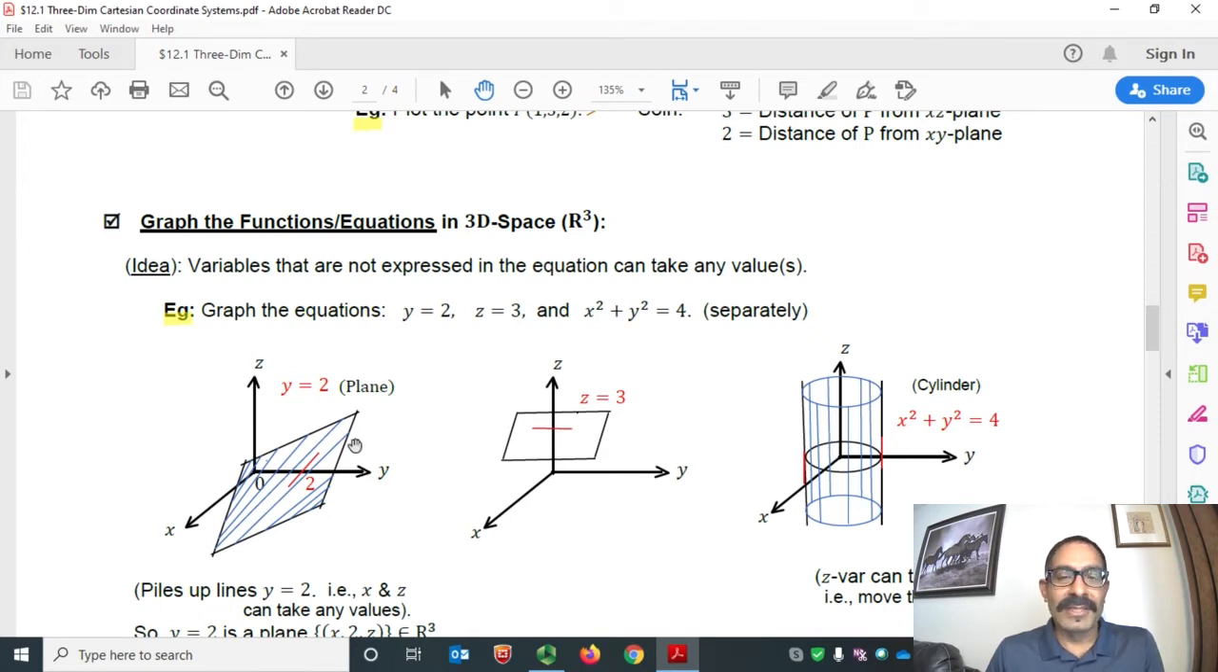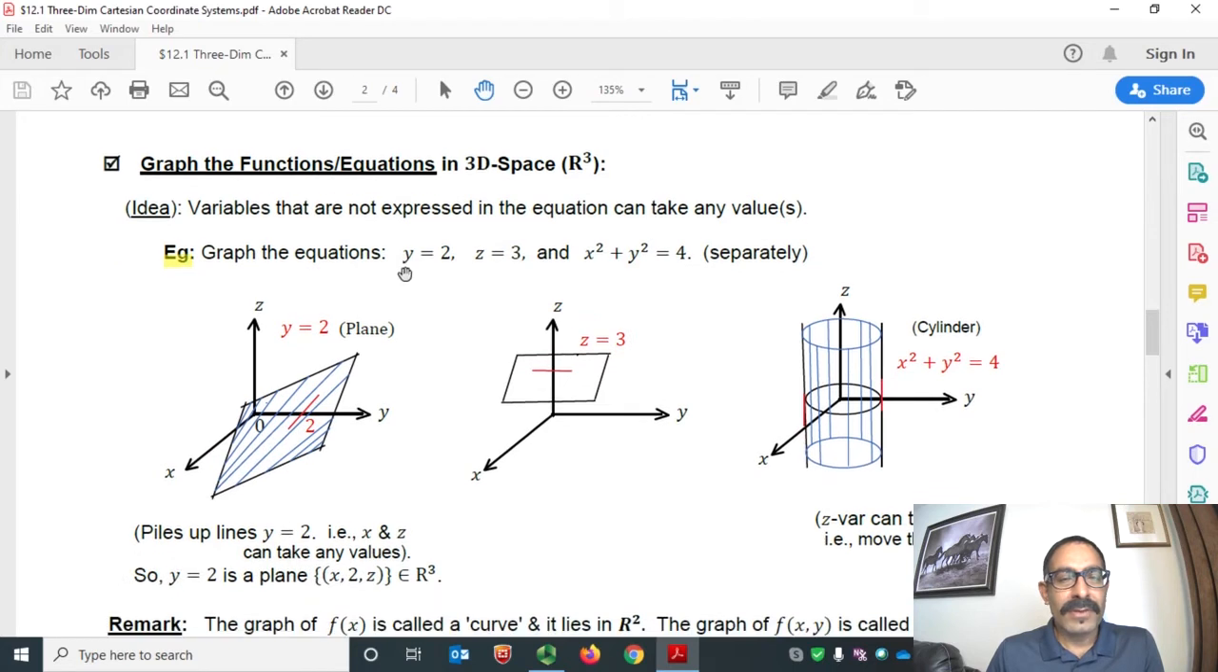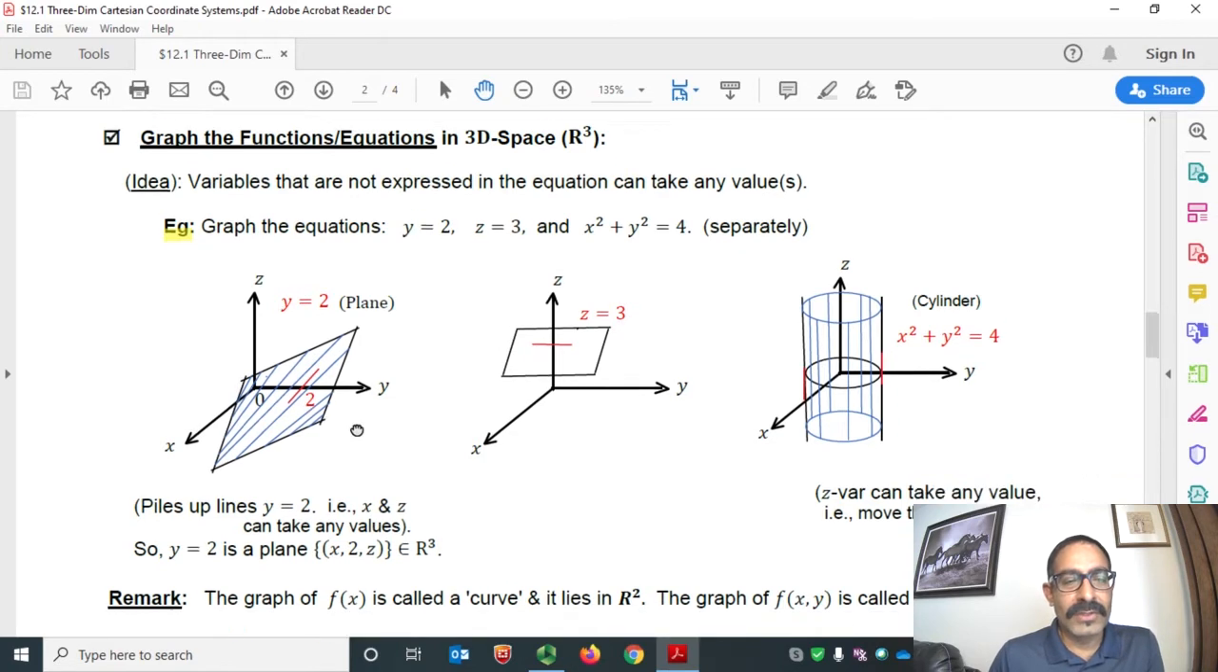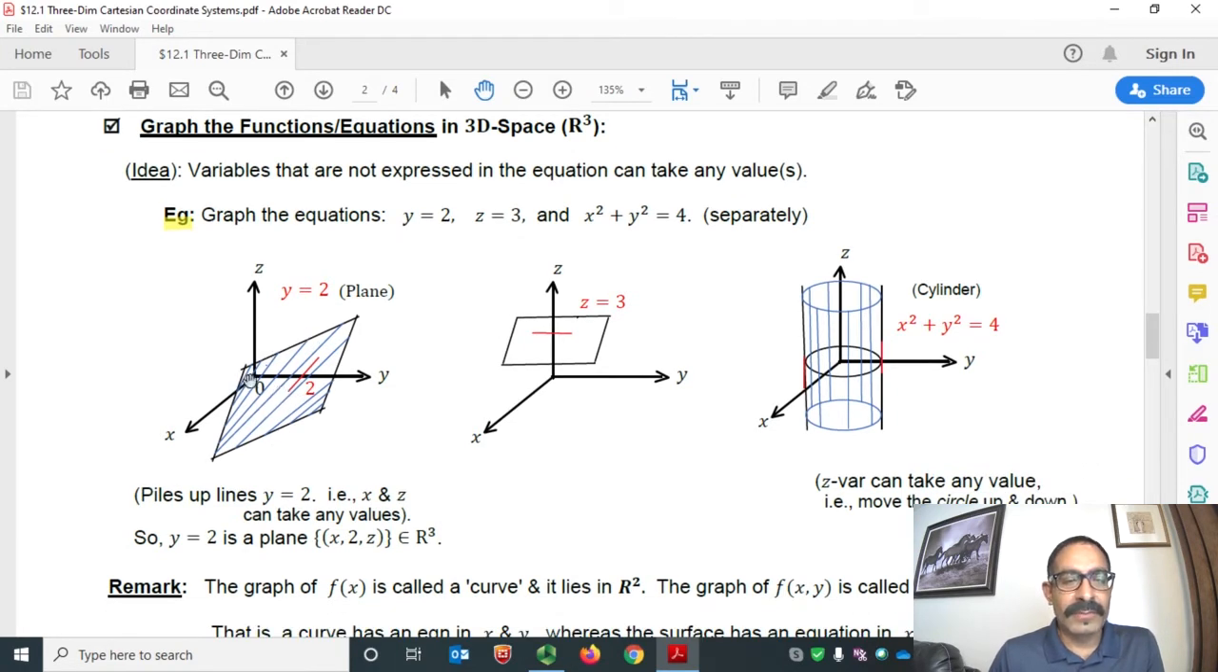So let me talk first about graphing y equals 2. Y equals 2 in 2D is just a horizontal line. At y equals 2, it can take any x value, so it's a whole horizontal line at y equals 2 in 2D. Now in 3D, here x and z are missing, so we can take any value of x and z. So first mark y equals 2. So on this 3 dimensional coordinate system here, this is y equals 2.